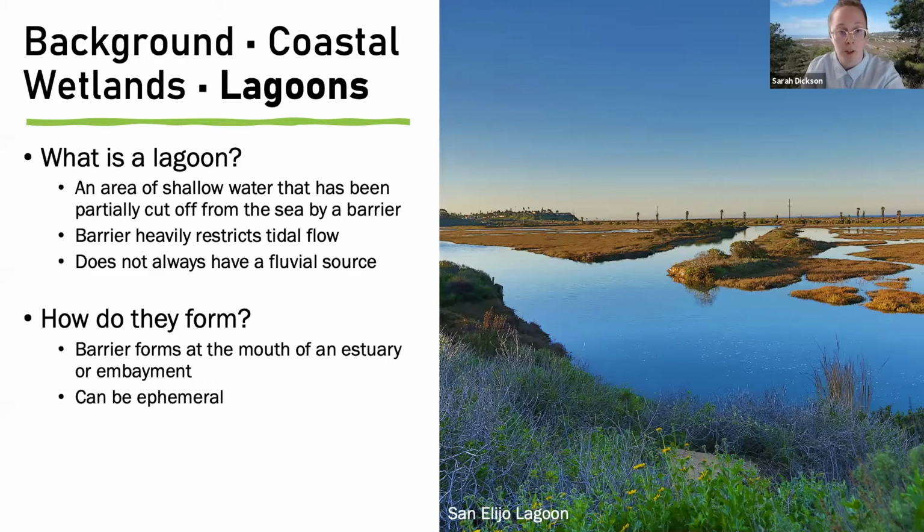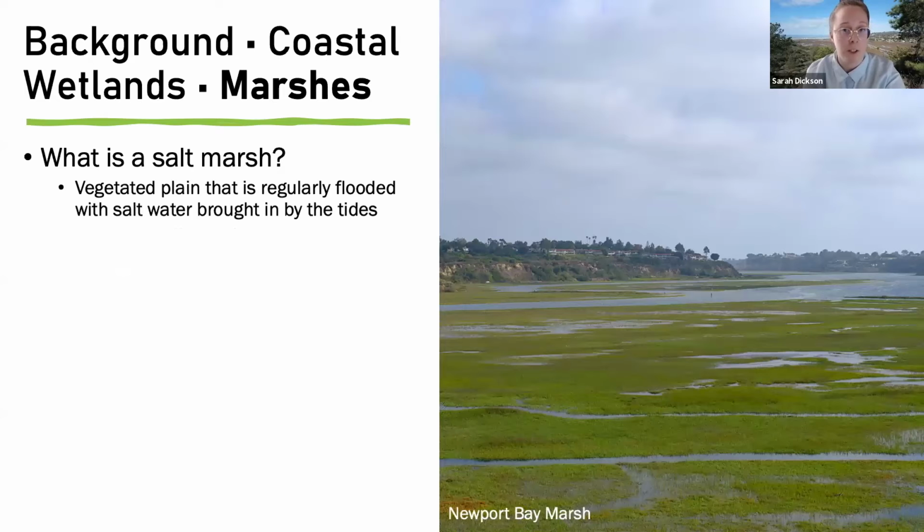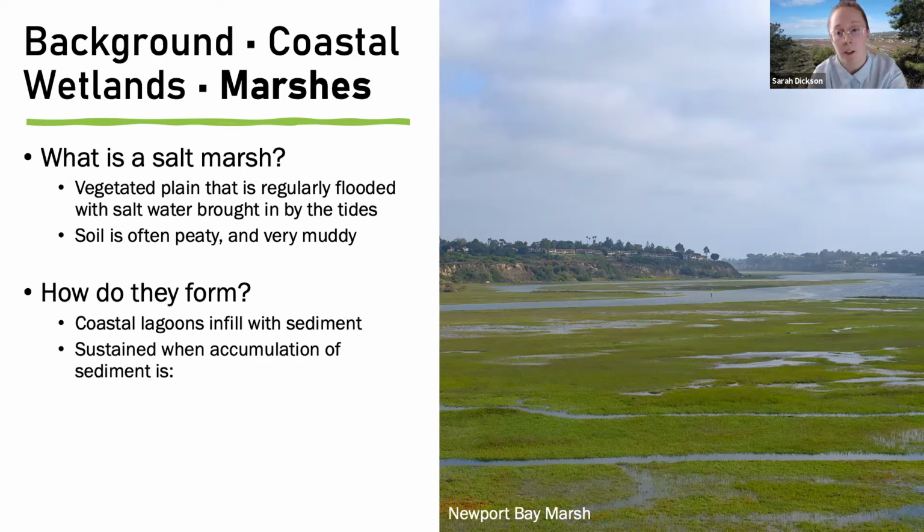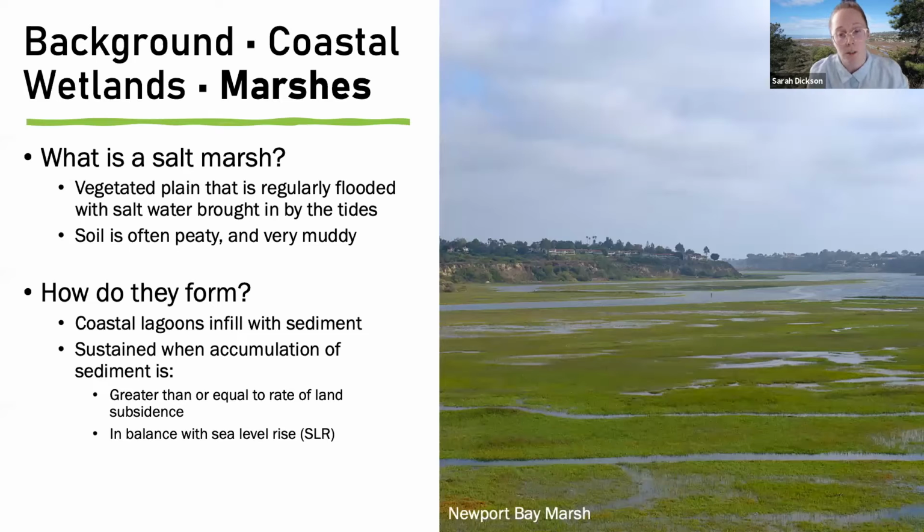Lastly, what is a salt marsh? So a salt marsh is a vegetated plain adjacent to the coast that is regularly flooded with salt water brought in by the tides. The soil is often peaty and very muddy. Salt marshes form when a coastal lagoon or estuary is infilled with sediment. They're sustained when accumulation of sediment is greater than or equal to the rate of land subsidence and in balance with sea level rise. I say in balance because salt marshes are somewhat flexible ecosystems that can actually withstand some amount of sea level rise or alternatively increased sediment accretion.